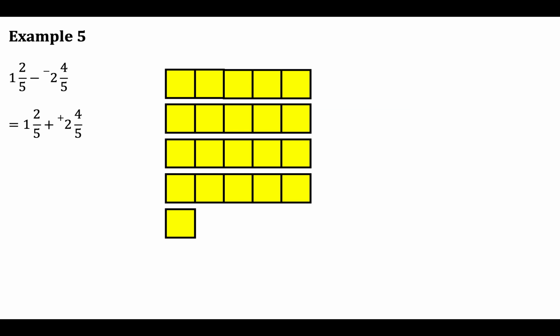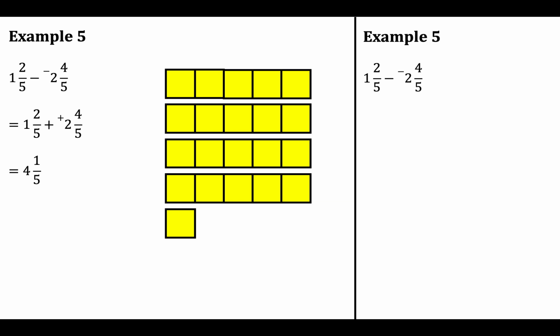Putting those together in the diagram, and you can see there that we've got 1, 2, 3, 4 wholes and 1/5. Again, having a look at that with our improper fractions. So 1 2/5 minus negative 2 4/5 is the same as 7/5 plus 14/5, because we've added the additive inverse of negative 2 4/5. That addition then gives us 21/5 or 4 1/5.